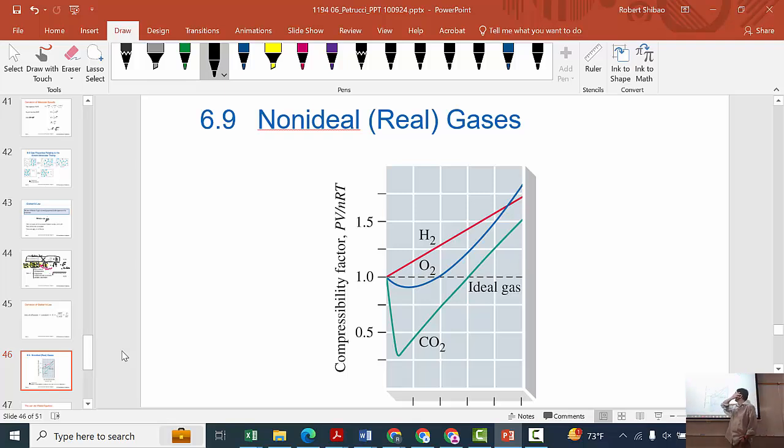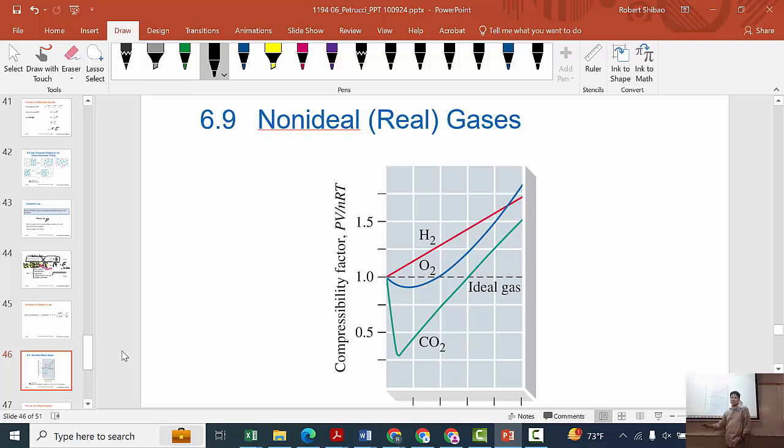Now non-ideal gases. This is derived from observations. If we take the ratio PV over nRT, we know PV equals nRT for an ideal gas. So if we take PV divided by nRT, that should equal 1. And so an ideal gas should have a PV over nRT ratio equal to 1. So that's what this dashed line is. And this is called the compressibility factor. But when we look at the data here, none of these are ideal. Hydrogen, oxygen, and carbon dioxide all deviate from ideal behavior.